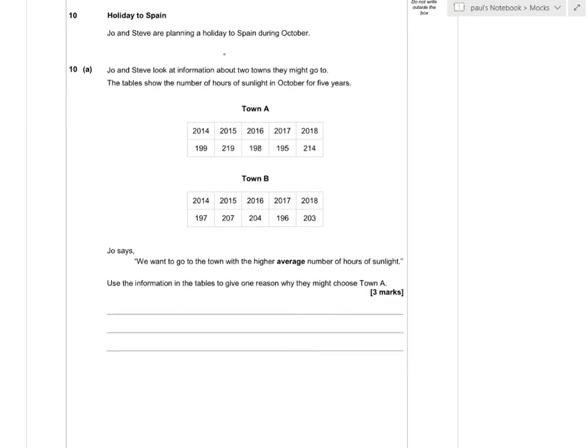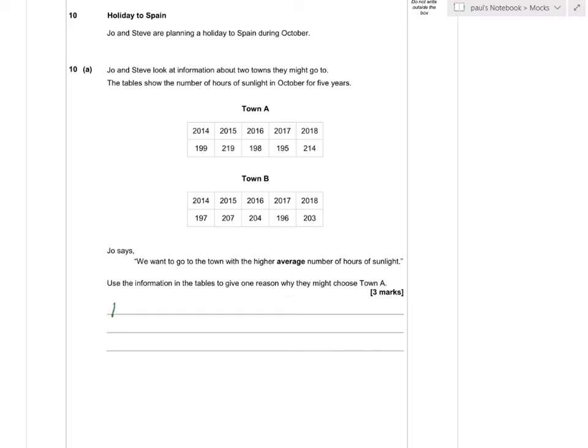Right, Joe and Steve are planning a holiday to Spain. Joe and Steve look at the information about 2 towns they might like to go to. The table shows the number of hours of sunlight for 5 years. We want to go to the town with a higher average number of hours of sunshine. Use the table to give a reason why they might choose town A.